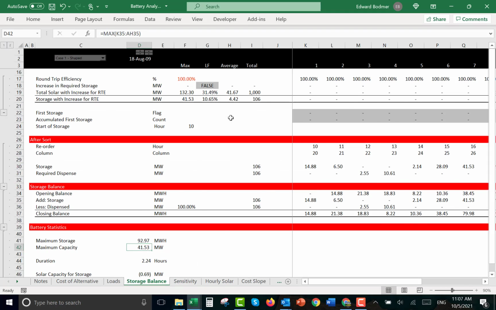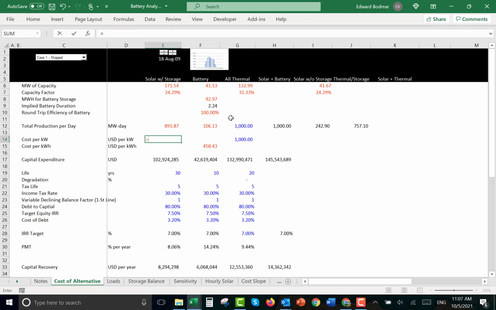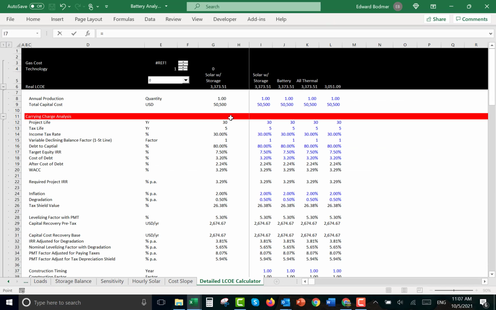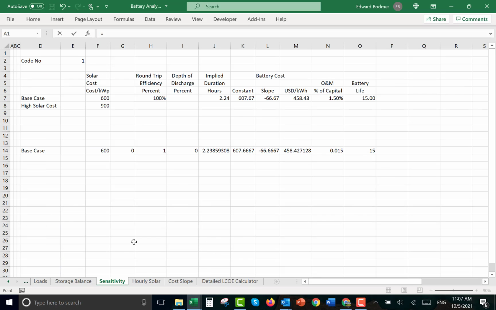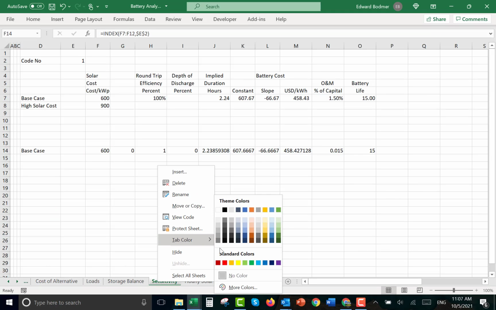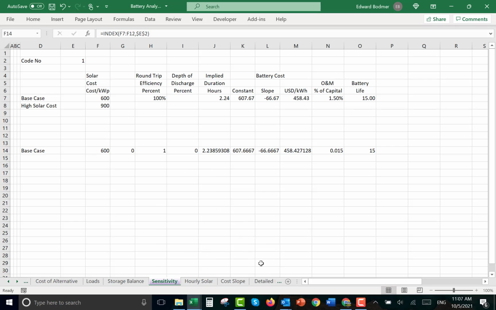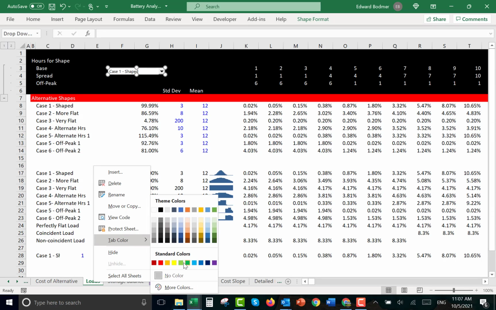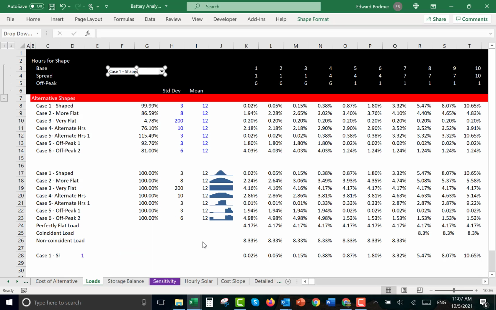And so when we put the cost of the alternative, this should come from the sensitivity page. And maybe I'm going to make our sensitivity page, what color should I make it? This is an enormous decision, but I'm going to make it purple. And then I'm going to make our load, what color should I make that? Let's make that, how about a really dark orange?